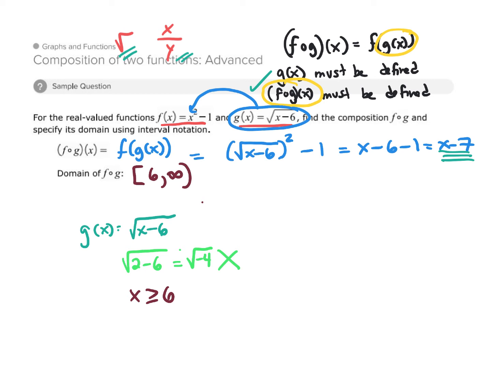So I not only have to check the overall answer once I've done the composition, I also have to check the function I plugged in. And that's typically the hard part, making sure you check this g of x that you plugged in.